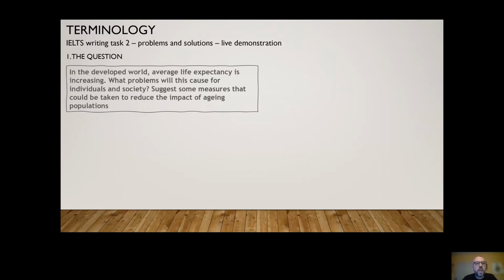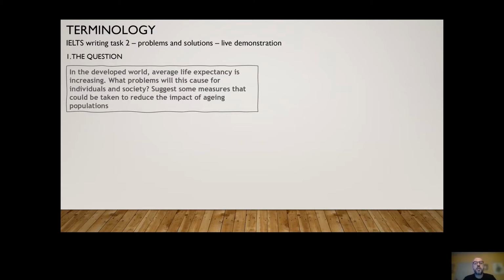So let's start by looking at the question. So the question we're looking at is, in the developed world, average life expectancy is increasing. What problems will this cause for the individuals and society? Suggest some measures that could be taken to reduce the impact of aging populations. So measures that could be taken to reduce the impact means solutions. And the problems they're talking about is the fact that average life expectancy is increasing, the population is aging.